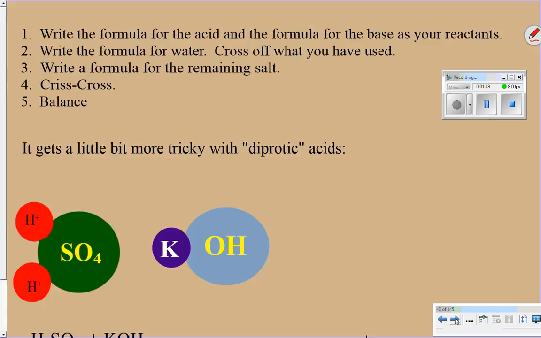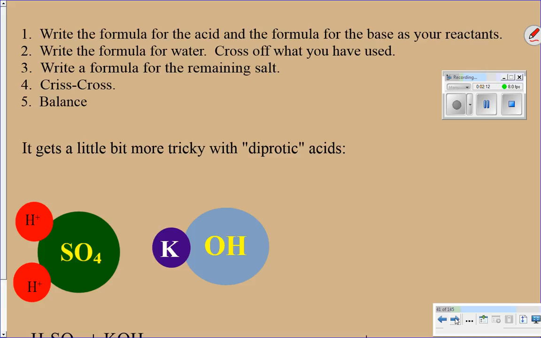The general steps we're going to follow are listed up front. If you need to, you may pause the video to write these into your notes. Step 1, we write the formula for the acid and the formula for the base as your reactants. These can go in either order, but they both have to be on the left side of your reaction. Occasionally these will be given to you, so you don't always need to worry about step 1.